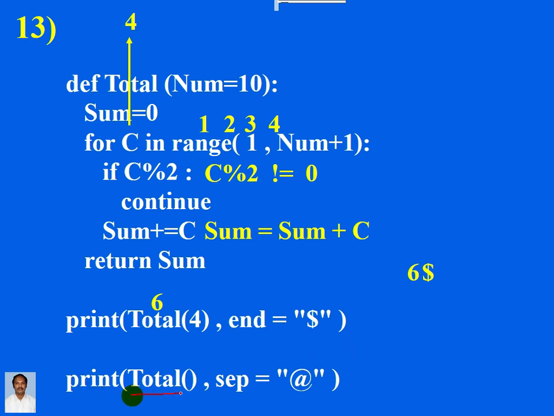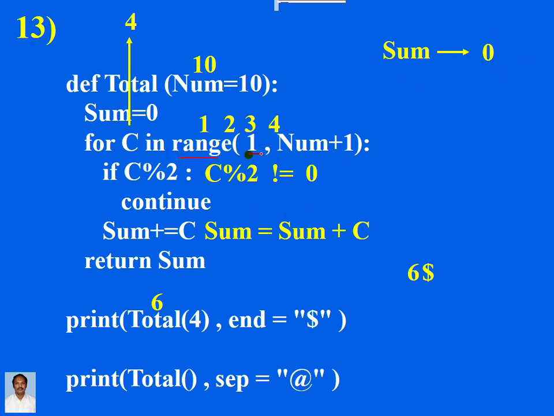Again, next line, it's a function call. Control reaches the point where the function is defined. The argument is not there, so the default value will appear in variable num. So now num contains 10. sum is equal to 0. So you can note down variable sum contains 0.